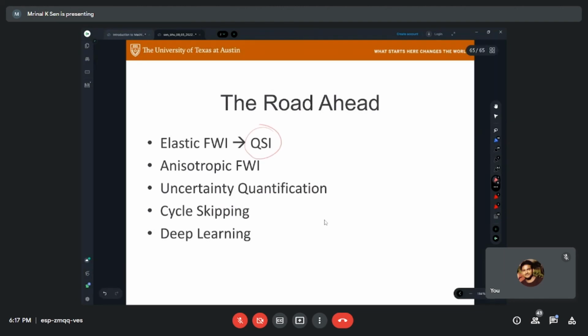So the road ahead, we will see in future elastic FWI, which can be used for quantitative seismic interpretation. We will see anisotropic FWI, and there's quite a bit of work going on in uncertainty quantification. And we will also come up with some better methods for cycle skipping. The modern trend is also to make use of deep learning and machine learning methods, to take advantage of the developments in that field to see if you can make your algorithm faster.